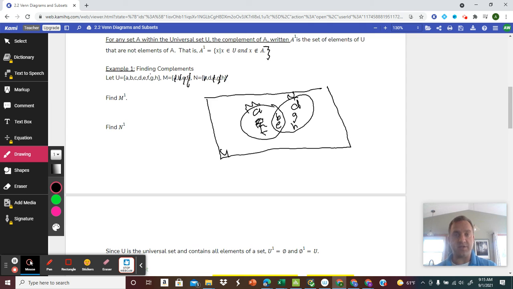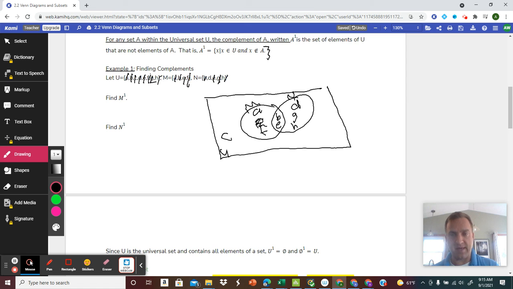So now what I'm going to do is cross off the ones in the universal set that might be outside of both M and N. So we have A represented, B is represented, C is not in either, so it's going to go outside over here. Then we have D is represented, E is, F is, G and H are.